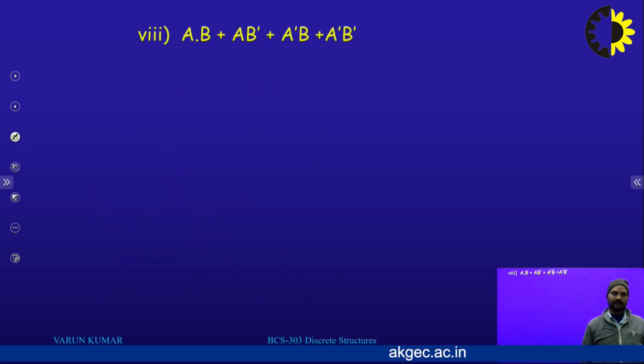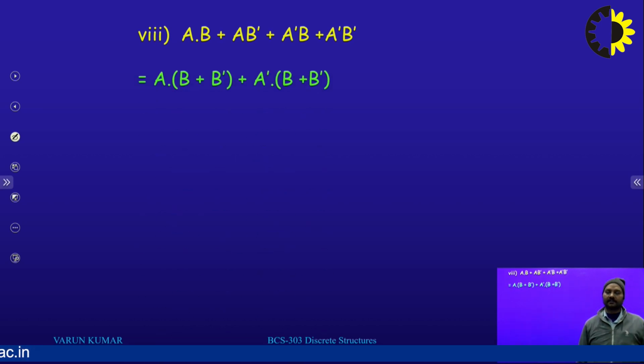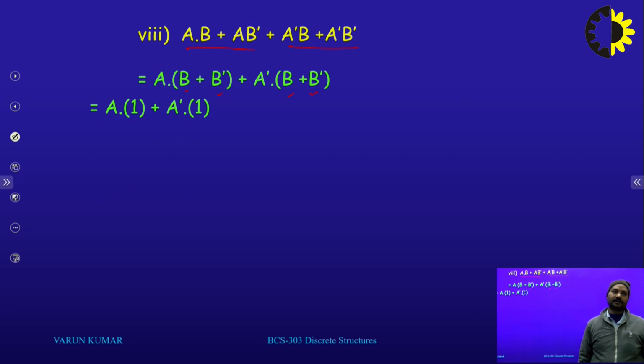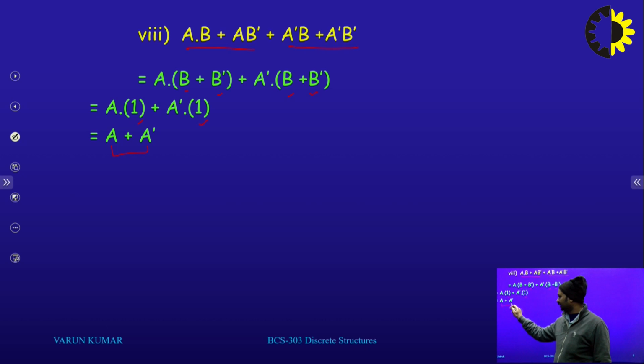Take another example, that is A·B + A·B' + A'·B + A'·B'. So we take A as common in between these two pairs, and we take common A' in these two terms. So what we will get, that B and B', B and B'. So what is the value of B plus B'? That is 1. So we write here 1 and 1, 1 dot A becomes A, 1 dot A' becomes A', or again A plus A' becomes 1.